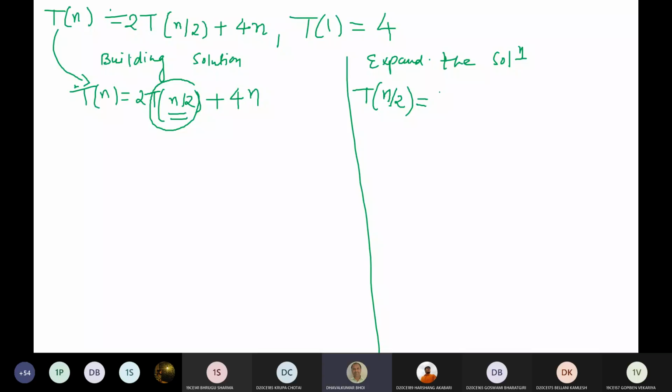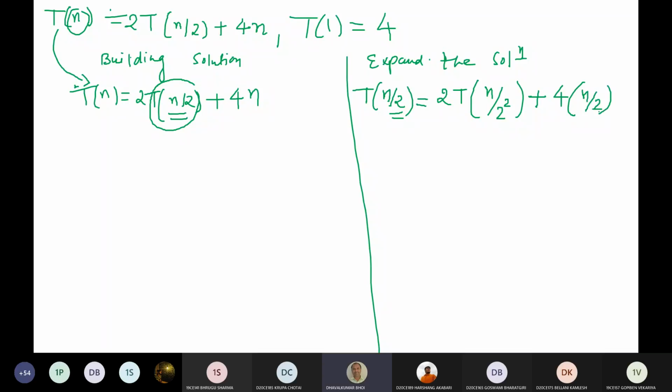What we are now trying to find out is the pattern present in this recurrence equation, and based on that we will try to solve it. Instead of n, we are going to put n divided by 2. Whenever you find this n value, we have to put n divided by 2. So T of n by 2 will give you 2T of n divided by 2 square plus 4 n divided by 2.